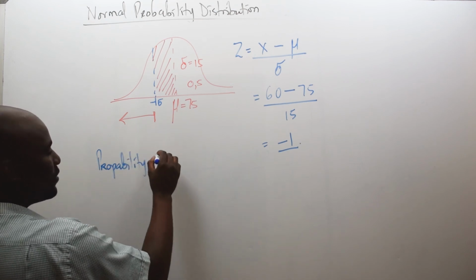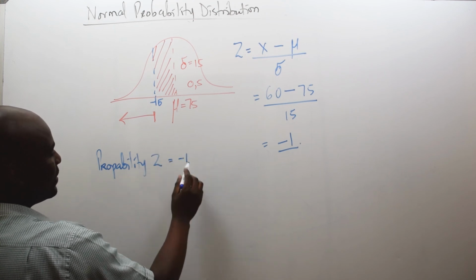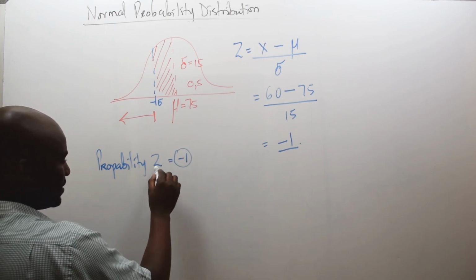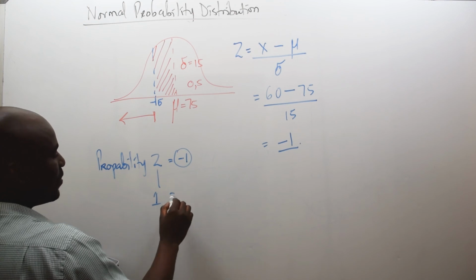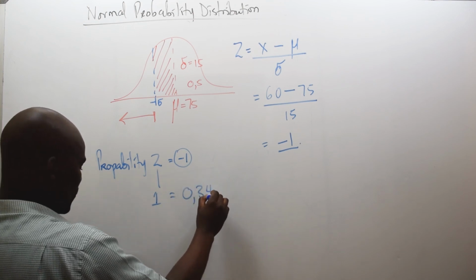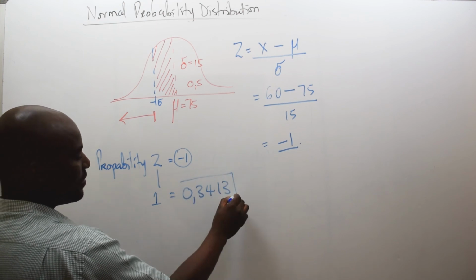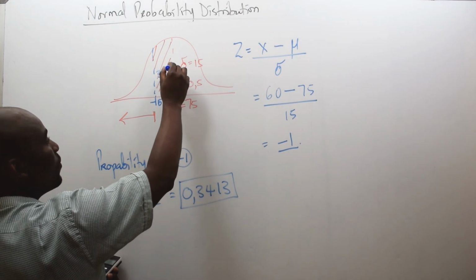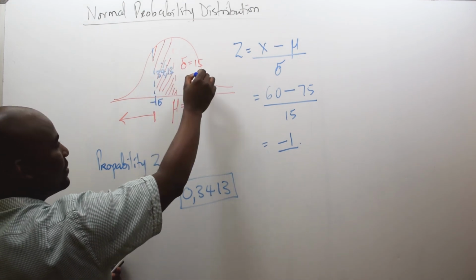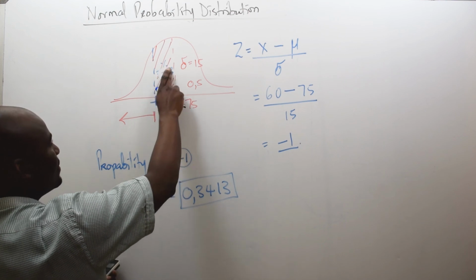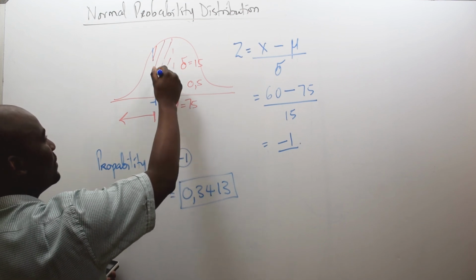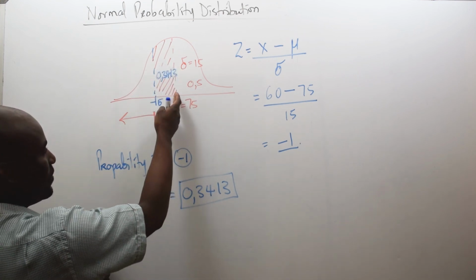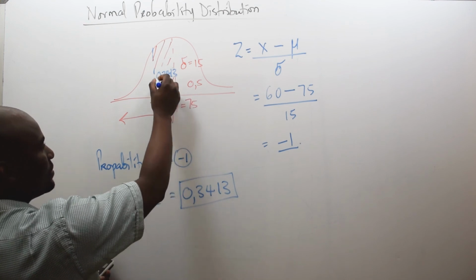So the probability corresponds to a z of minus 1. The minus 1 is just giving you the direction. You won't find a minus 1. What you're looking for is the z of 1. So the z of 1 here is 0.3413. So that's about 34.13%. So this is 34.13%, and this is 50%. If I just write it in decimals, then this is 0.3413. So from here to here is 0.3413.